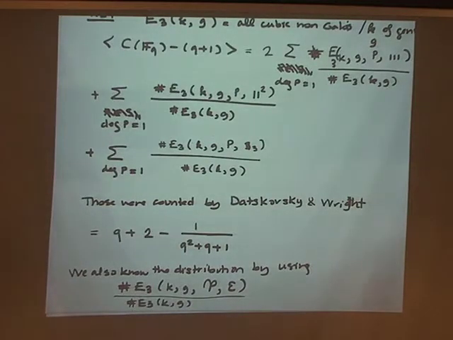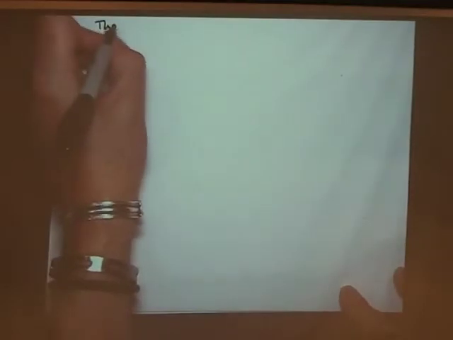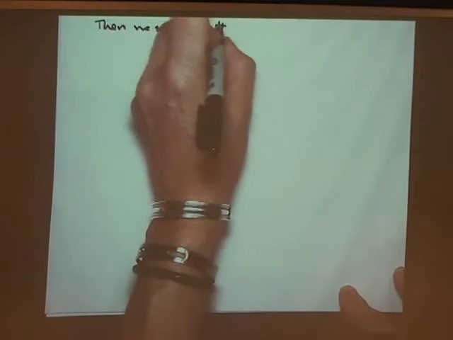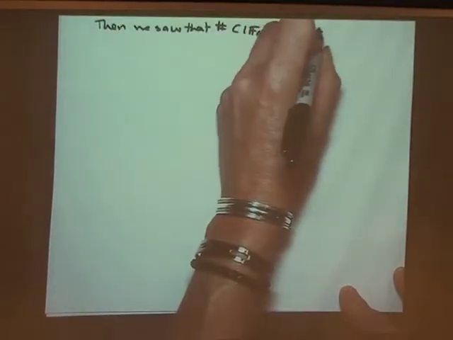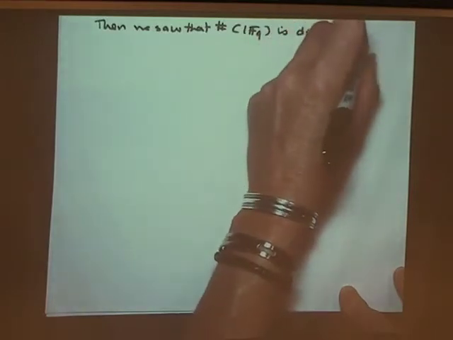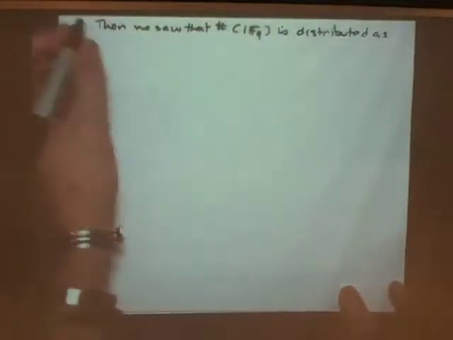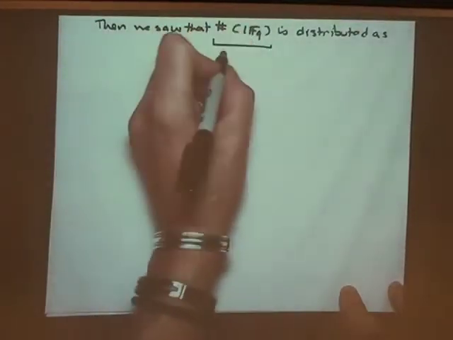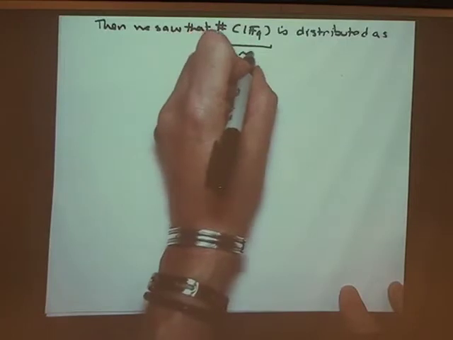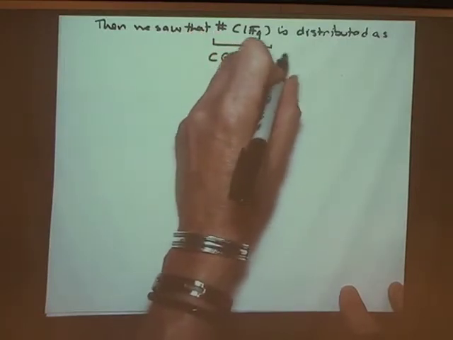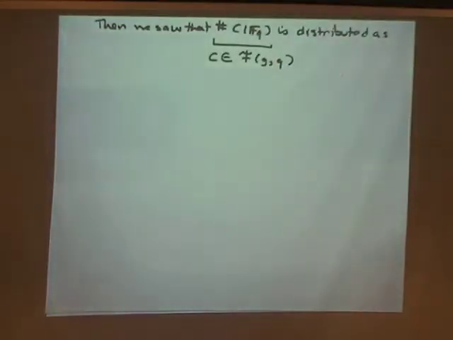Okay, so that's for the number of points when g goes to infinity. We saw the number of points when q goes to infinity. Then we saw that the number of points of a curve over F_q is distributed, well, it depends what point of view you take. So in a family, the number of points of C over F_q, when C belongs to some family depending on the genus and q, can be distributed as two things.